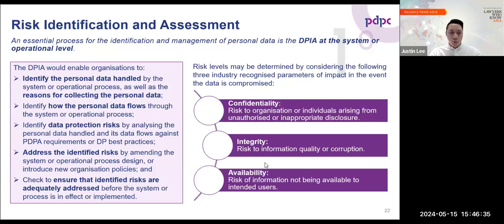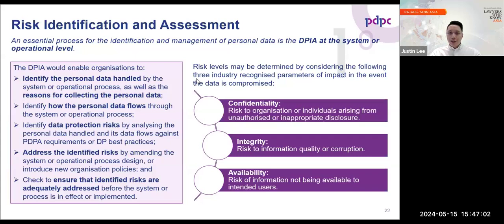So what the DPIA will do is to help identify the personal data that's being handled, how the data flows through the system, what are the risks involved, how the risk can be addressed, and ensure that those identified risks are addressed before the system is implemented. It's a process to help you think through these things, to put them down on paper, and so you know what needs to be done before you do or don't do certain things.